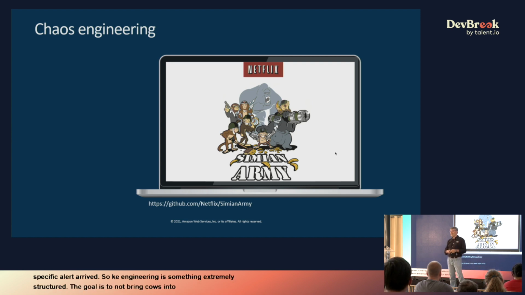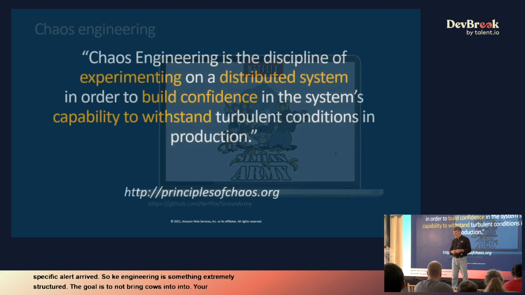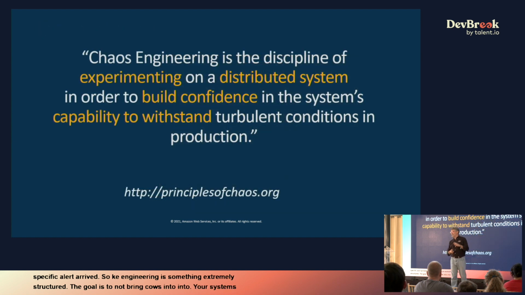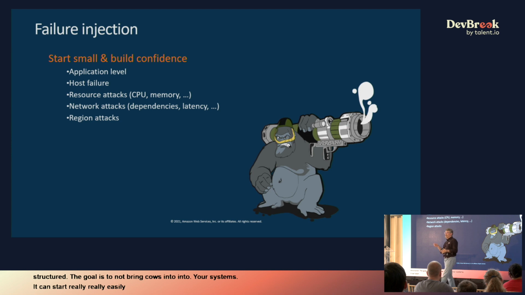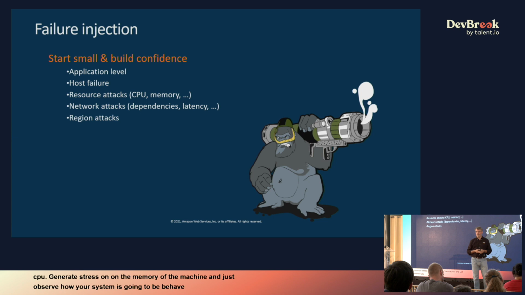So chaos engineering is something extremely structured. The goal is to not bring chaos into your systems. It can start really, really easily with failure injections in your application, or you can inject failures at host level. What if you exhaust all TCP connections on a host? What if you exhaust the memory on a host? What if you exhaust CPU? There are tools that you can use on Linux and Windows to generate a lot of CPU or generate stress on the memory of the machine, and just observe how your system is going to behave.